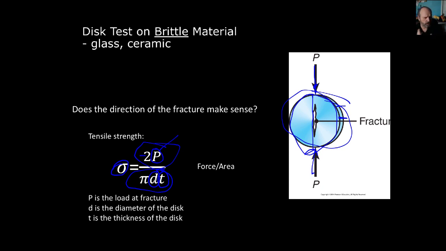The more common one, of course, is the one we talked about, the tensile testing. But there's a nice page on this in the book, so go ahead and read through that as well. And the other thing to think about is why do you think the fracture is vertical on this thing, or in the direction of the force?